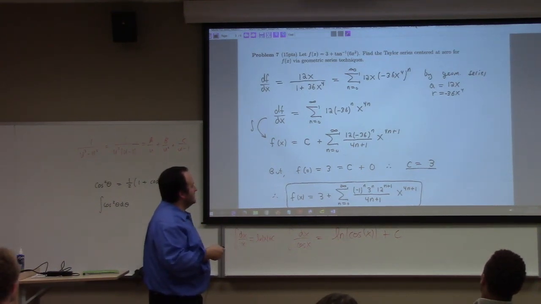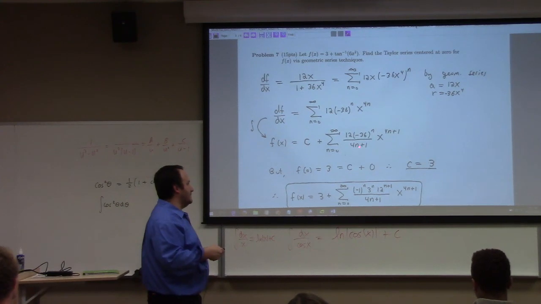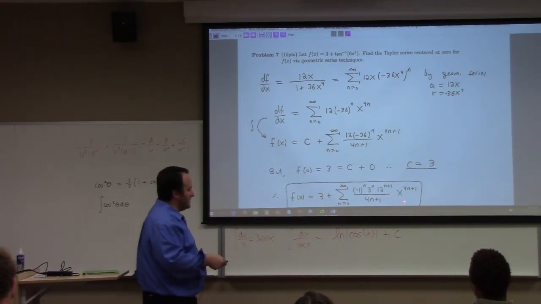But anyway, that should have been, of course, 4n plus 1. That should be 4n plus 2. That should be division by 4n plus 2. Anyway, when you plug in 0, this is all 0, but we're left over with the c. That must match the 3. Apparently, c is equal to 3, and there you go.